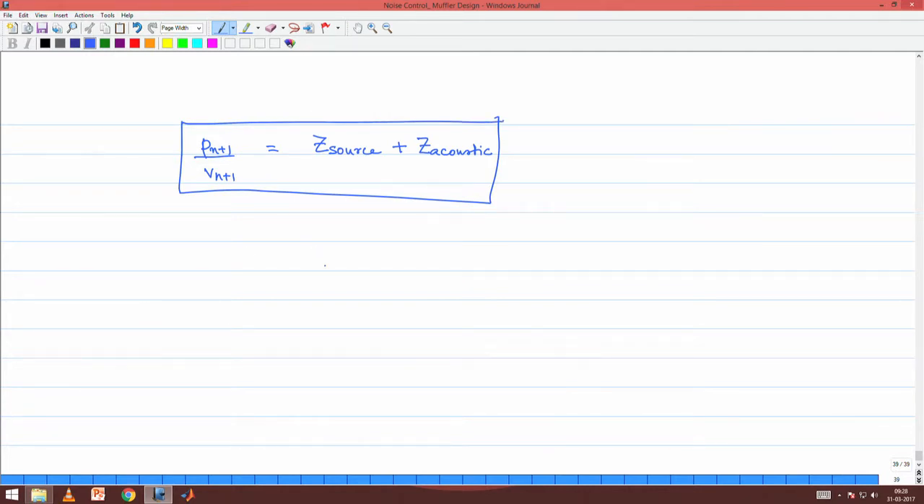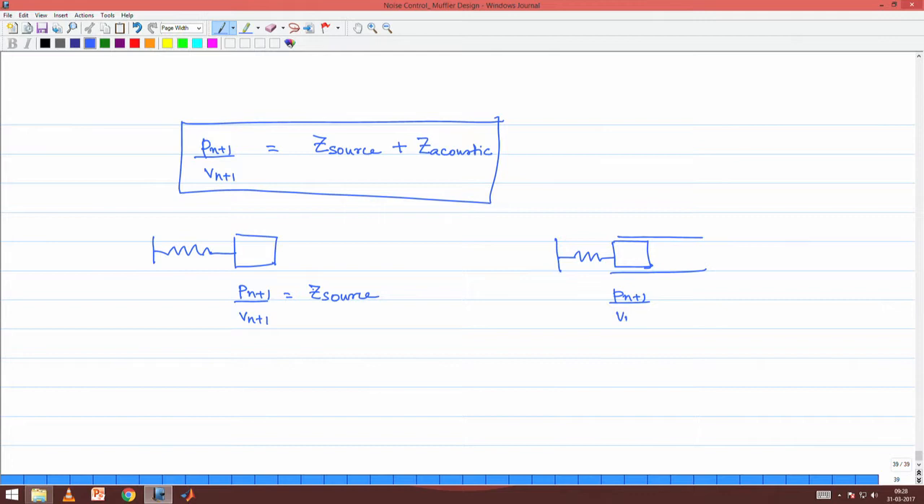So, let us say that in absence of any acoustic field, here Pn plus 1 divided by Vn plus 1 is going to be equal to Z source. And when this spring mass system is put in an acoustic field, with a duct, with an expansion chamber, with whatever you want, all that you have to remember is that the ratio here is now getting changed to Z source plus Z acoustic.